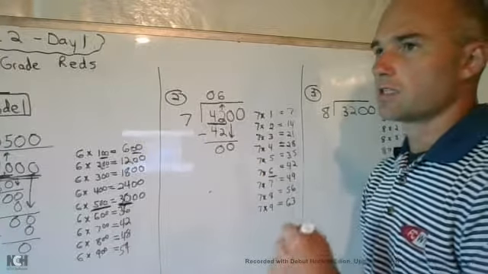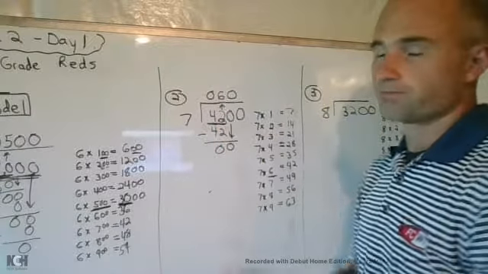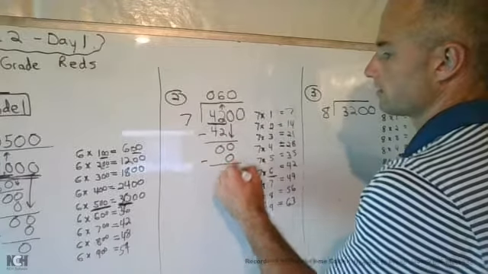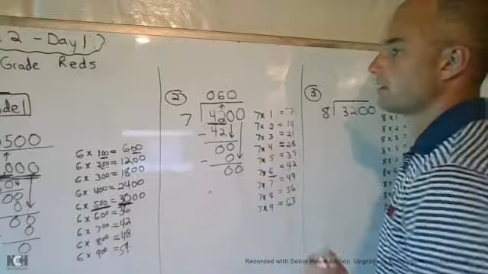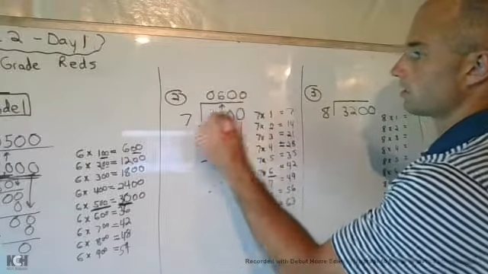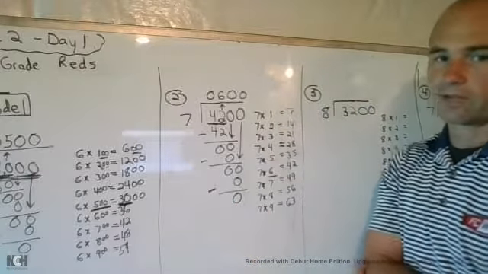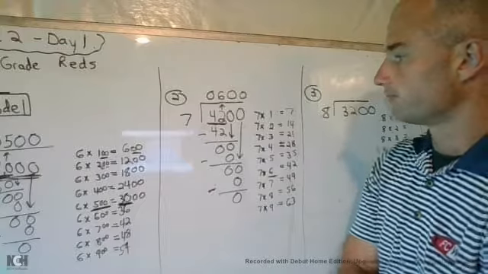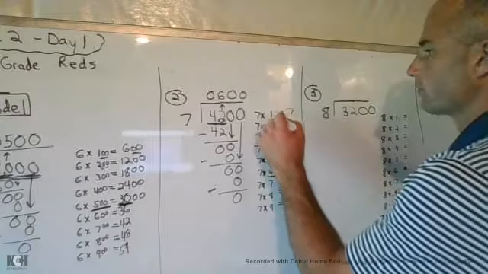7 can't go into 0, but technically it just goes in 0 times. So 0 times 7 equals 0. Subtract. Bring down the 0 from the ones place. 7 goes into 0, 0 times. 0 times 7 equals 0, which leaves you with 0 left over and nothing else to bring down, giving you the answer of 600. Or like we did over here, you could just multiply everything by 100.